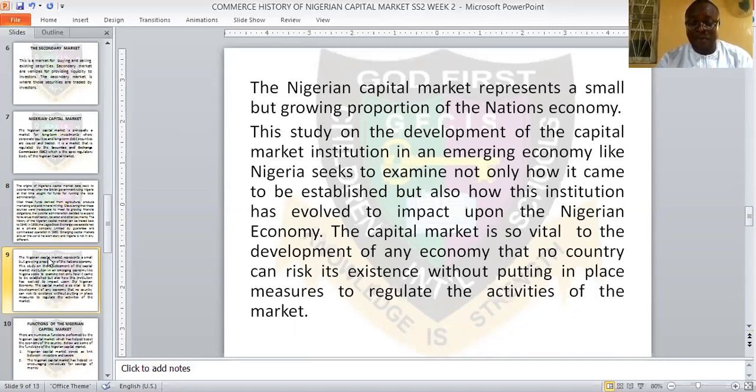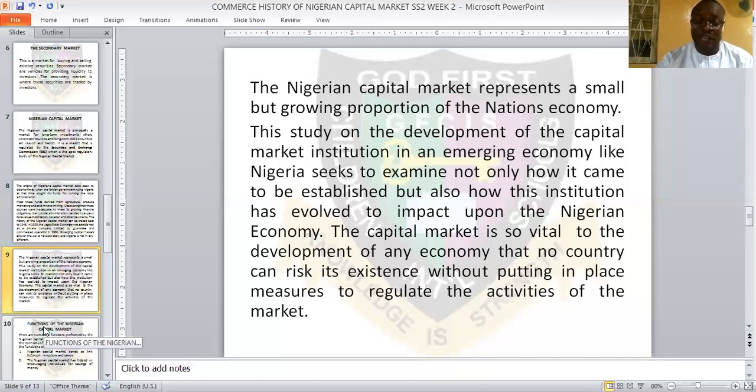So this capital market is so important to the development of any economy. This is to tell you, students, that the source of income of any country does not always depend on crude oil. You can see that the capital market as well can develop the economy of the country, depending on how the government of that country handles this market. It is so important to the development of any economy that no country can risk its existence without putting in place regular measures to regulate the activities of the market. That is very, very important. That is the history of the Nigerian capital market.